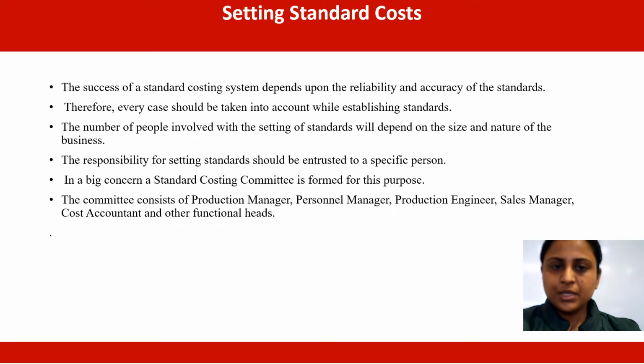Generally, in a big company, a standard costing committee is formed. This committee generally comprises the production manager, personnel manager, production engineer, sales manager, cost accountant and some other functional heads. The cost accountant is a very important person here. He has to supply all the necessary cost figures and coordinate the activities of the budget committee. He must ensure that the standards which are set are accurate and present the statements of standard cost in the most satisfactory manner.